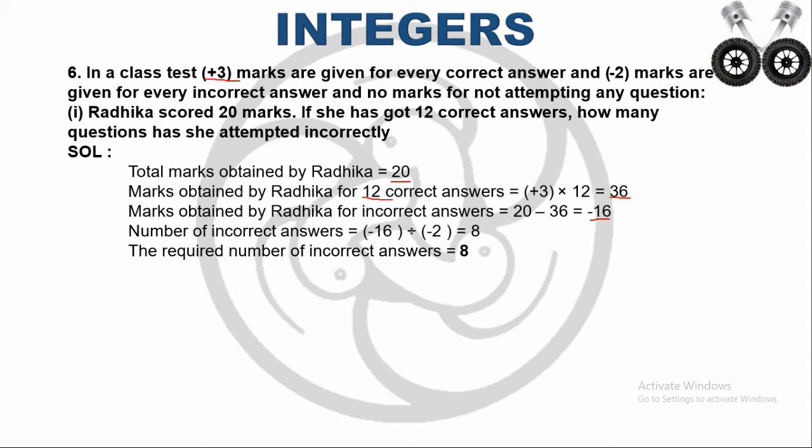Now we have to find the number of questions she wrote incorrectly. For an incorrect answer, how many marks are reduced? The mark reduced is minus 2. So minus 16 divided by minus 2. These two integers have the same sign, that means I have to put the positive sign. So 16 divided by 2 is 8. So how many questions did she write incorrectly? 8 questions she wrote incorrectly.